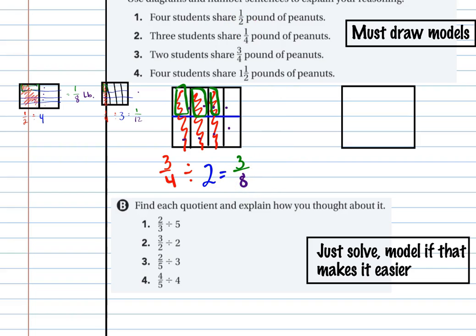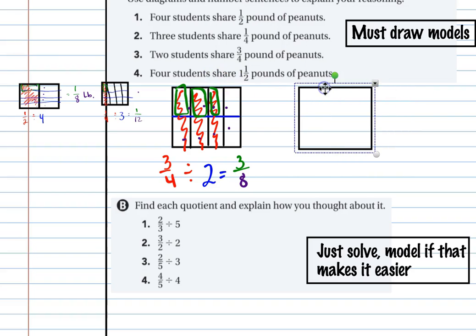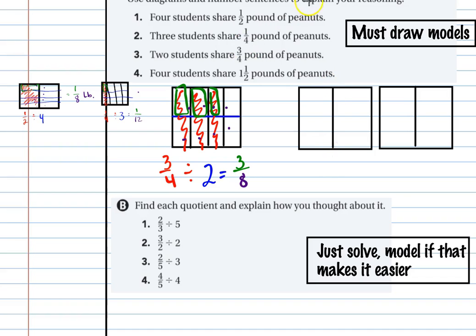All right, next one. 4 students share 1.5 pounds. Okay, so I have to make actually 2 of these because I have to make a whole. Okay, so 1.5 pounds. So I'll cut this in half, and actually I'll cut this one in half, and I'll cut the other one in half just so I have equal parts. It's a lot easier to see in equal parts. So we have 1.5, 1 there, and a half there.